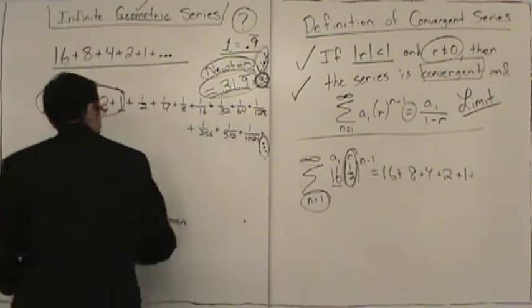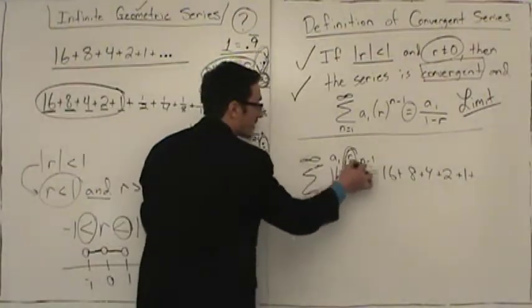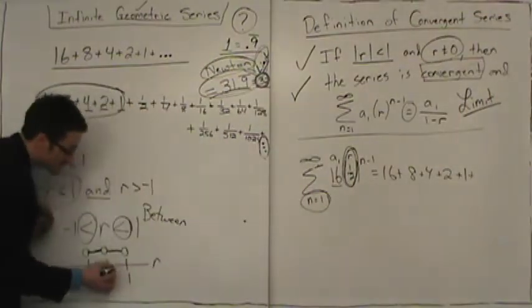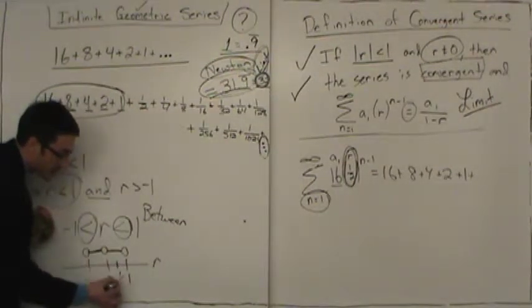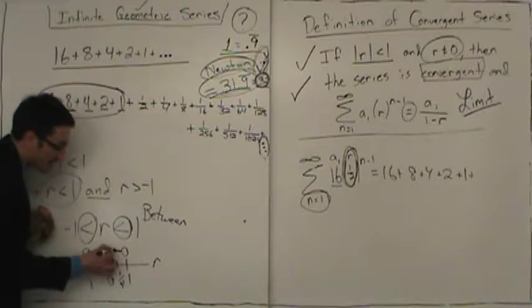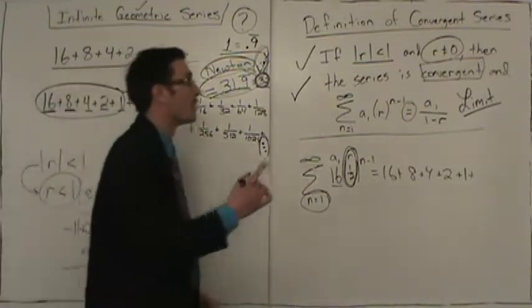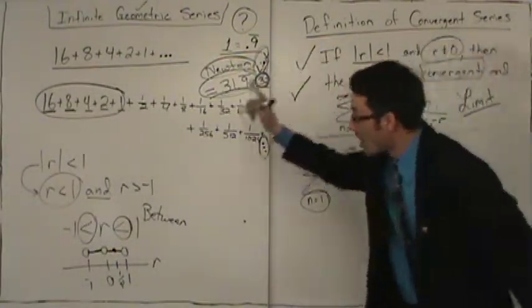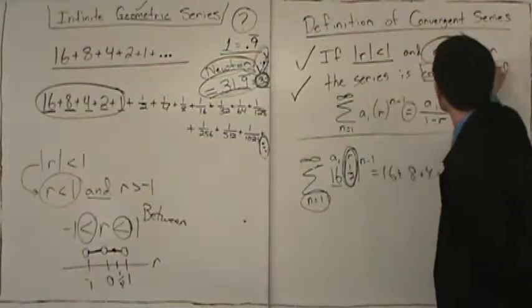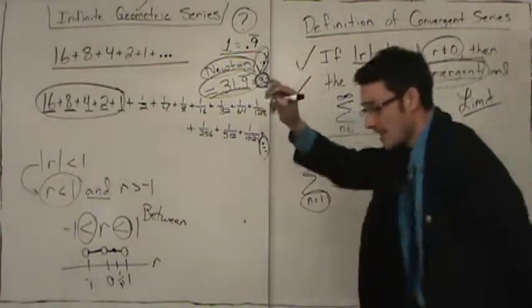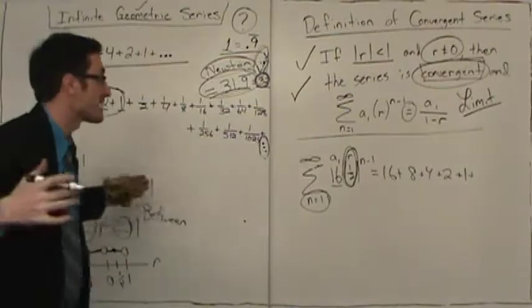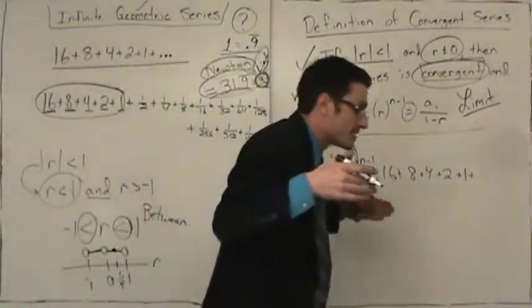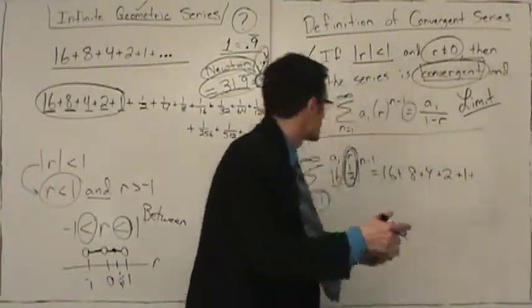What is this? Here, look at our r value in this series. The r value is what? 1/2. Put 1/2 on this number line. Where's 1/2? It's right here. Is 1/2 in the acceptable region? Yes. What does this mean? If r is in the acceptable region, then the series is what? Convergent. The series is convergent, meaning that as we add forever, we're going to get closer and closer and closer to a number.